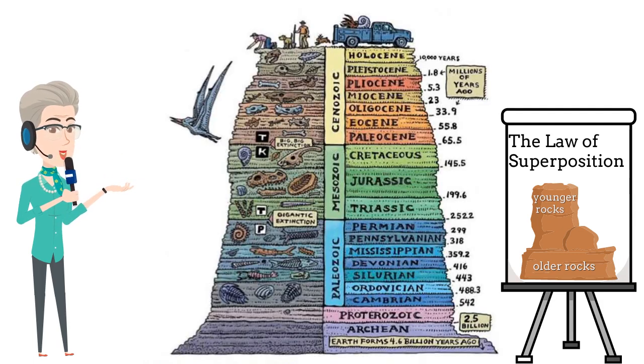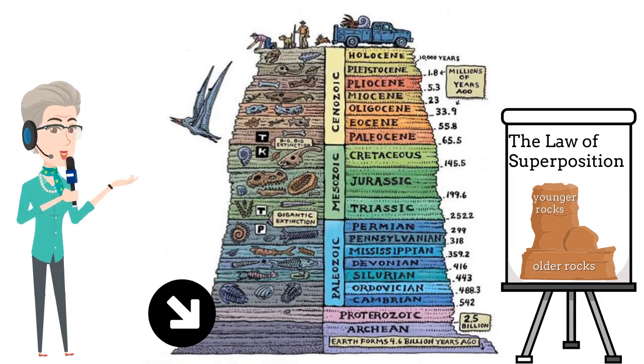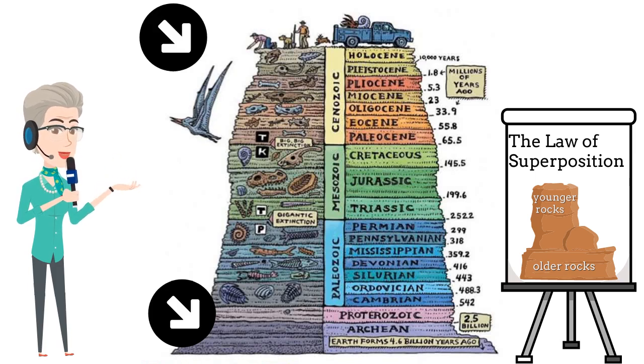The law of superposition. The law of superposition states that in any undisturbed sequence of rocks, the youngest rocks are on top, while the oldest are at the bottom. If you look in the image at the right side of this screen, the application of the law of superposition indicates that the rocks at the base of the image are older than the ones at the top. This principle allows paleontologists to determine the relative ages of rocks and fossils by analyzing their position in the stratigraphic record.